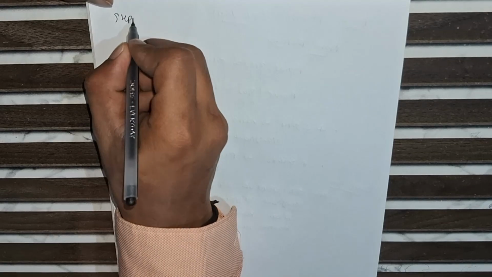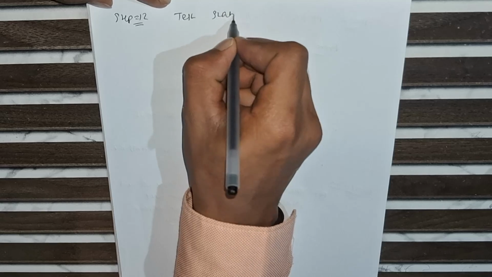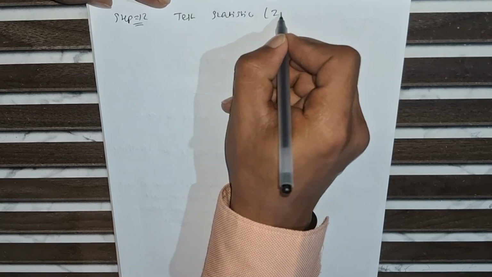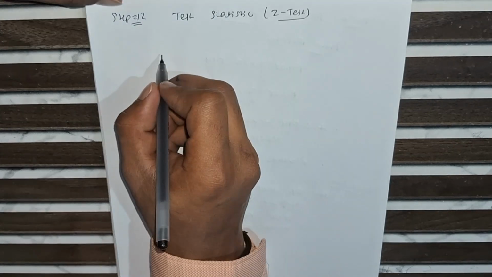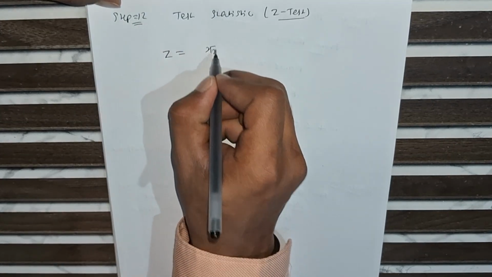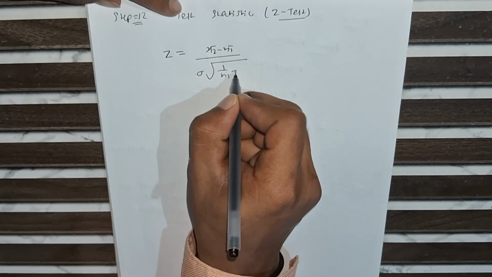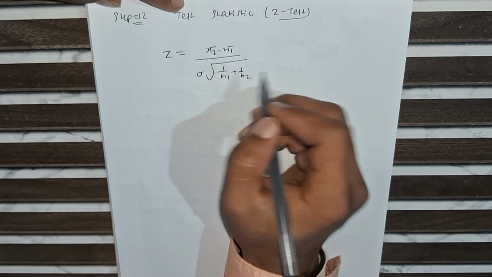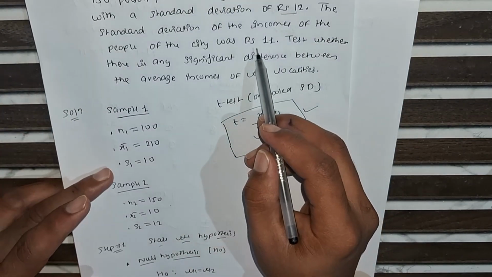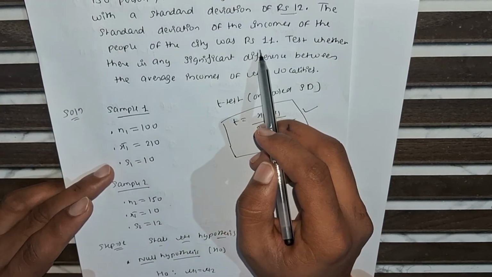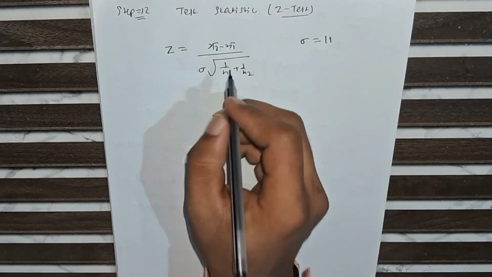Step 2 is the test statistic. We are using the Z test. I already explained why I am using the Z test. What is the formula? Z equals x2 bar minus x1 bar divided by sigma times the square root of 1 by n1 plus 1 by n2. All the values we have. And what is the value of sigma? It is asking about the standard deviation of rupees 11, so our sigma value is 11. Now put all the values in the formula.